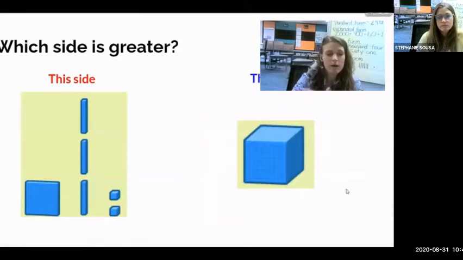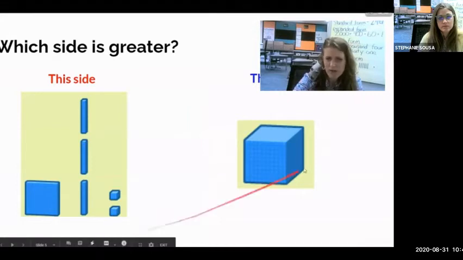So this is Bobbert the rhinoceros and he's going to help me. The question, Bobbert, is which side is greater? This side or that side? Bobbert says that side. Maybe you're like me and you're not really believing that, because look at that side. There's only one thing. Look, Bobbert, one. Look over here. 1, 2, 3, 4, 5, 6. There's 6 different things.